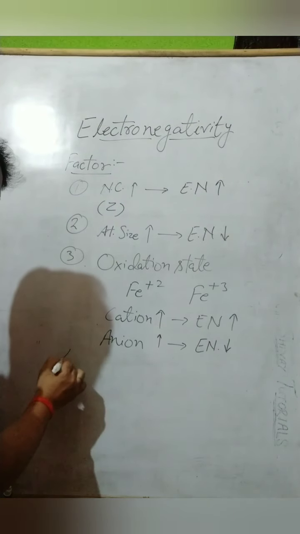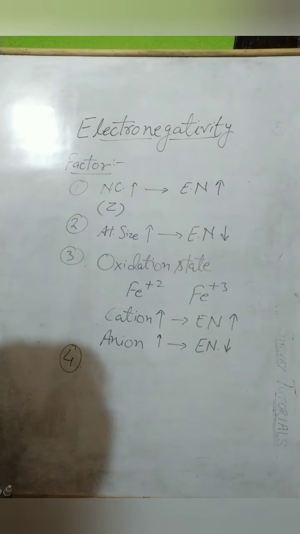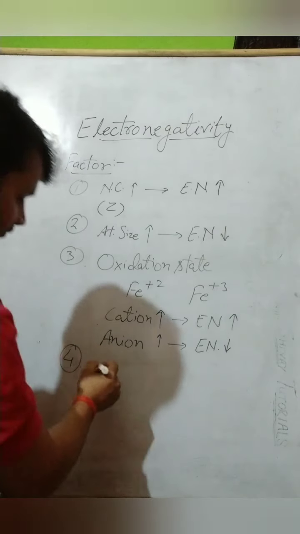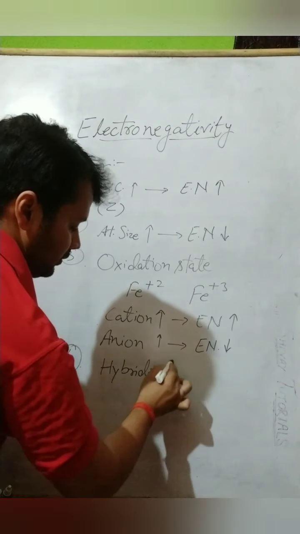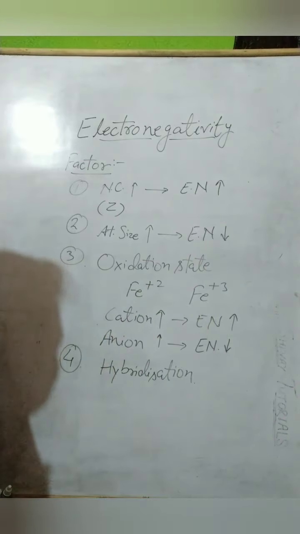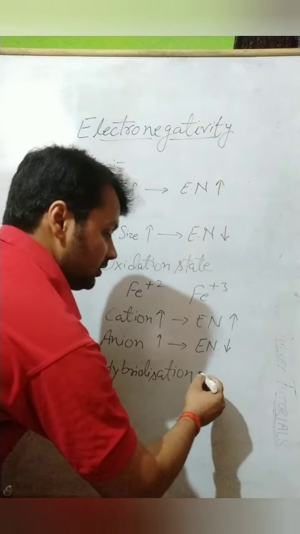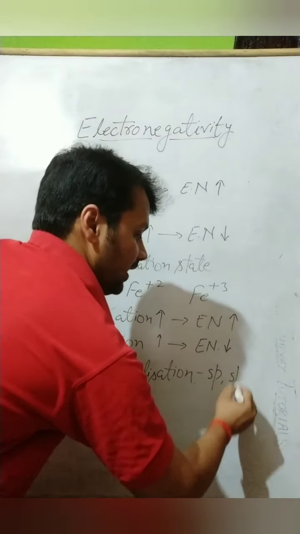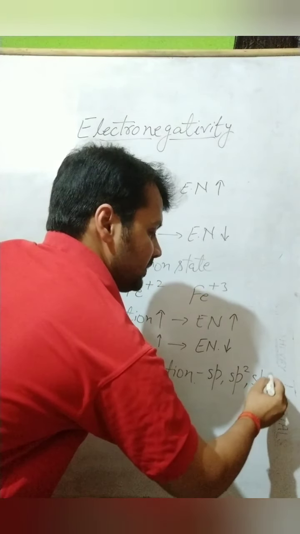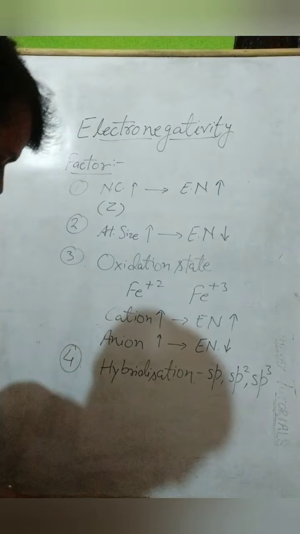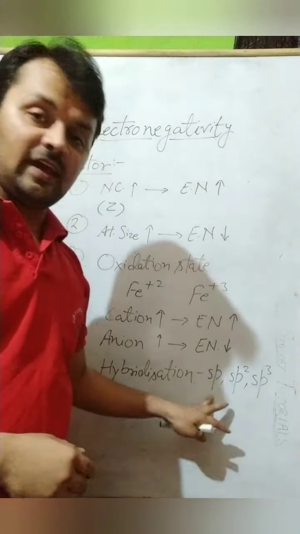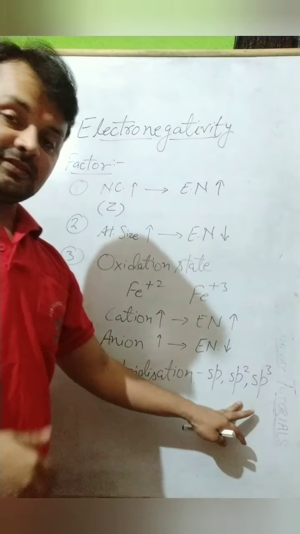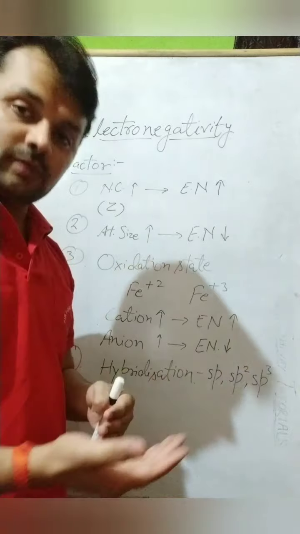And the last factor which affects the electronegativity would be hybridization. What is hybridization? We have studied about sp hybridization, sp2 hybridization and sp3 hybridization. When s orbital mixes with p orbital and forms the new orbital, a mix of s and p, that is sp. When s orbital mixes with two p orbitals, it forms sp2, and same way.